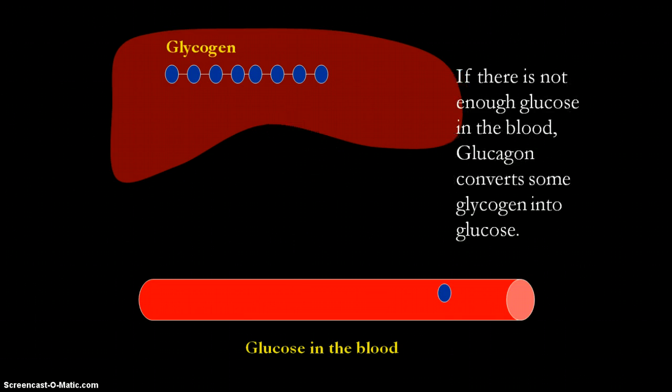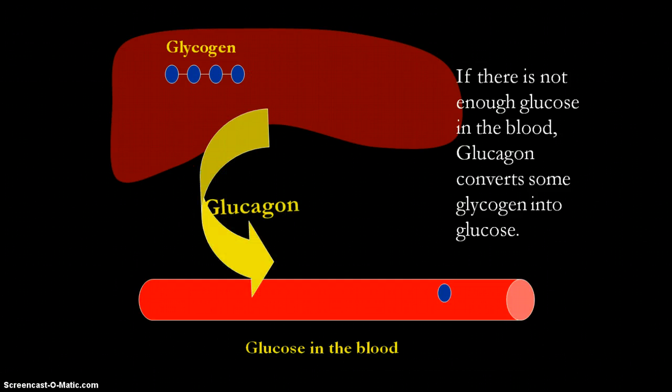Okay, if there's not enough glucose in the blood, then glucagon is going to convert some glycogen into glucose. So let's watch this happen. They're gone. Where did they go? They went into the blood with the help of our glucagon. Now we've got more glucose in the blood. Ta-da! That's how it works, right? Also a negative feedback system.